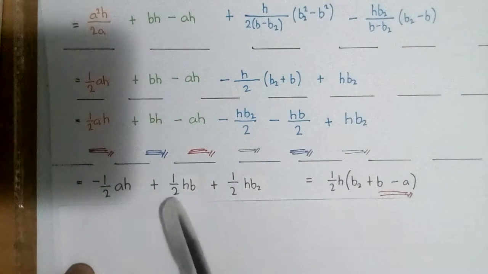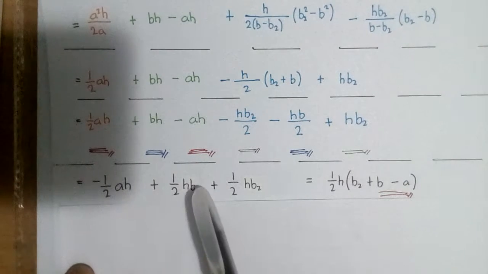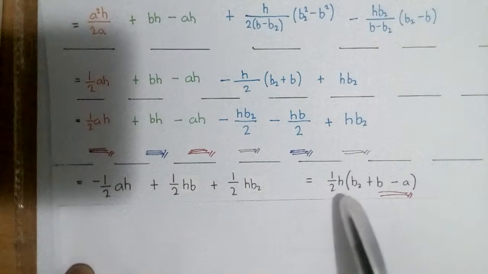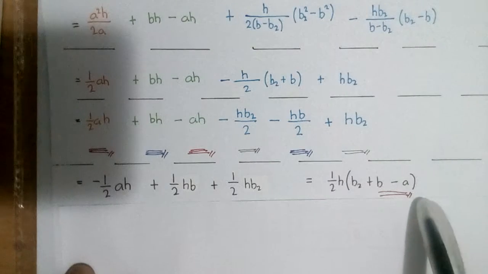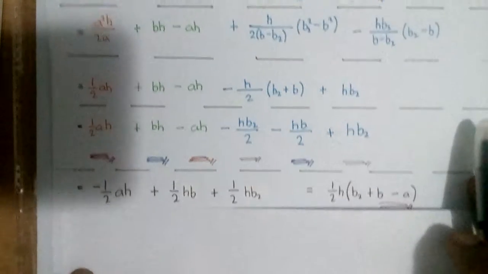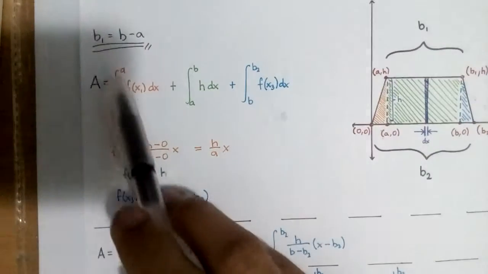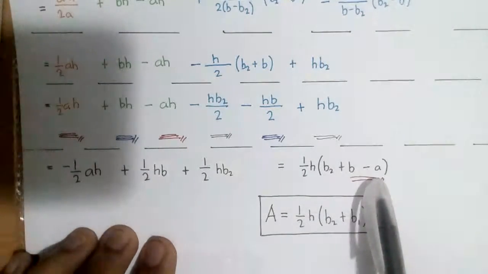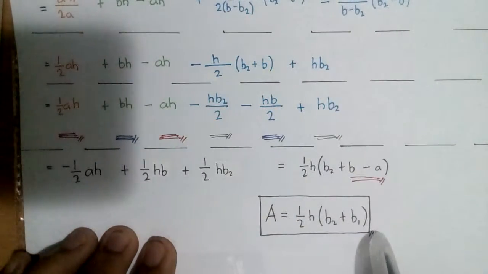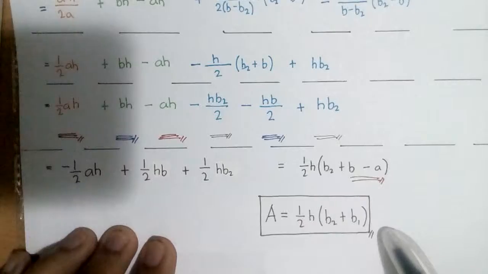Simplifying this equation, we take out like terms, so that's 1/2 and h, so we have 1/2 h times the quantity b2 plus b minus a. And as we agreed on in the beginning, b sub 1 is equal to b minus a, so from this part, b minus a is equal to b sub 1. And as such, we get the equation: area is equal to 1/2 h times the quantity b2 plus b1.